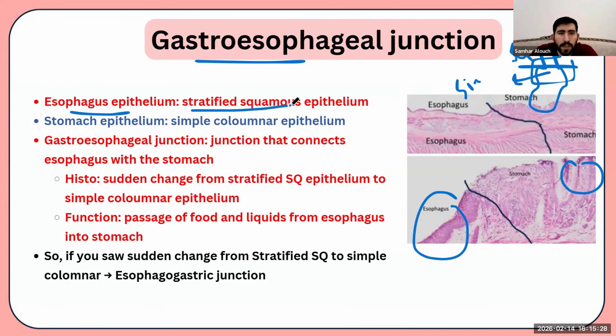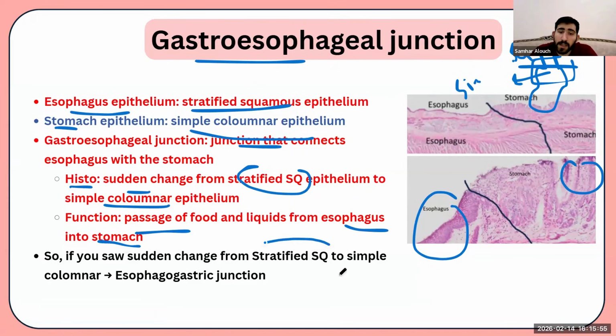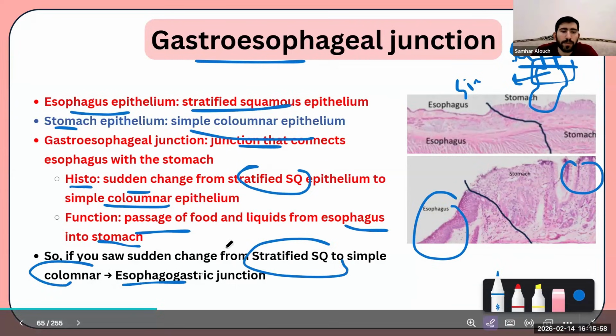So esophagus epithelium, stratified squamous; stomach and all other GI tract, simple columnar epithelium. Gastroesophageal junction connects the esophagus with the stomach. What's the histology? Sudden change from stratified squamous epithelium to simple columnar epithelium. But what's the function of this junction? It allows the food to pass from the esophagus to the stomach. Simple, okay? And you don't overthink it. So if you saw a sudden change from stratified squamous to simple columnar, it's the esophageal gastric junction or gastroesophageal junction. Don't use this name. Use this name, gastroesophageal junction.